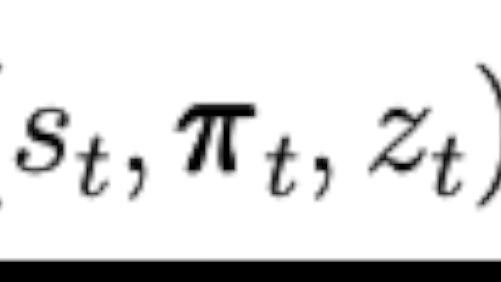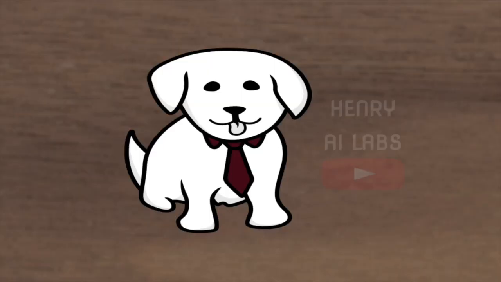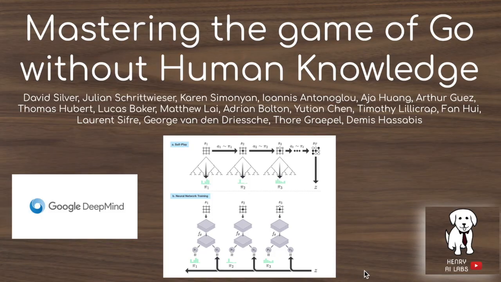This video is in a series of going from AlphaGo to MuZero, inspired by the Kaggle Connect X competition. This video will explain the follow-up to AlphaGo, AlphaGo Zero.